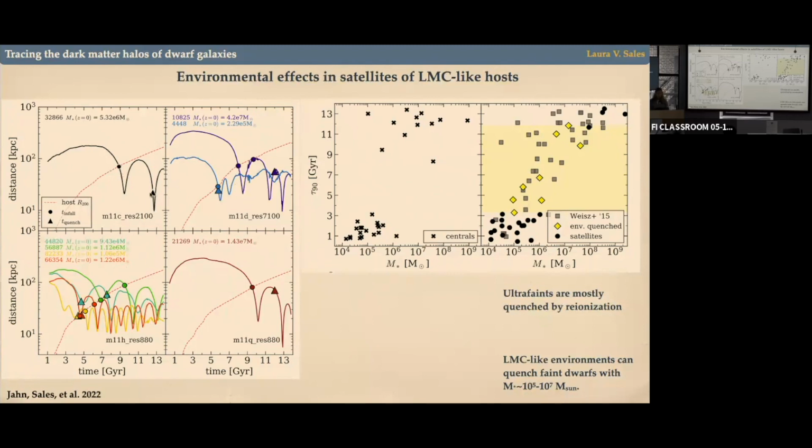And so you can see that for all of these yellow objects, the triangle is exactly at the time or later than they cross the virial radius. And so we define those as environmentally quenched. And so the take home message from this is that the LMC will have the power to alter the star formation rates of some of their satellites too, in a similar way to what the Milky Way did.